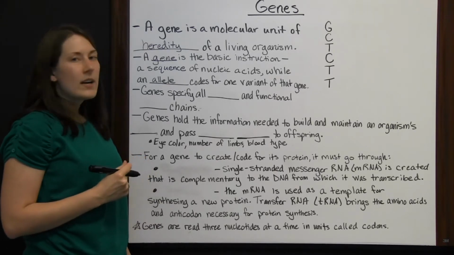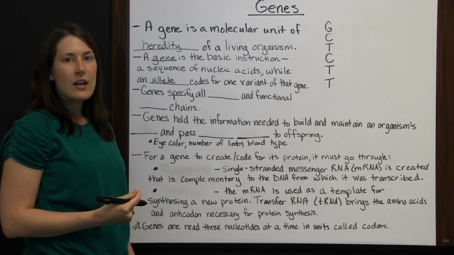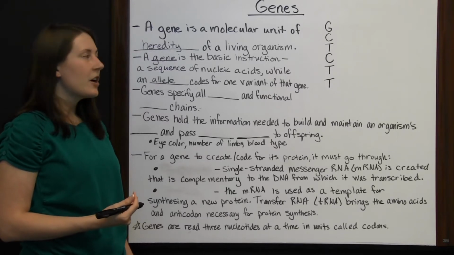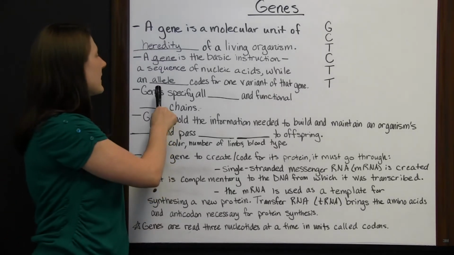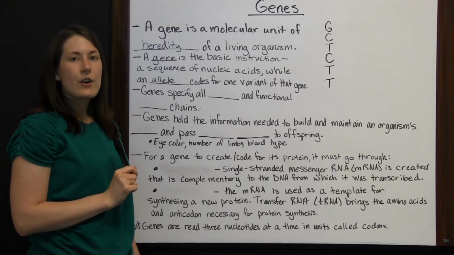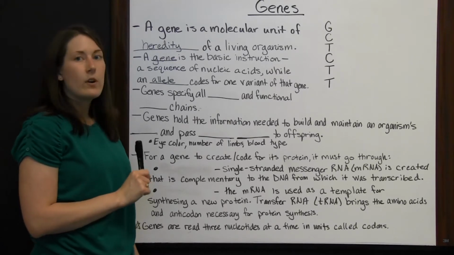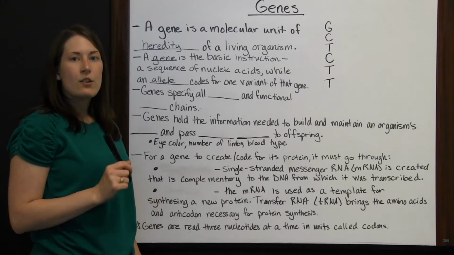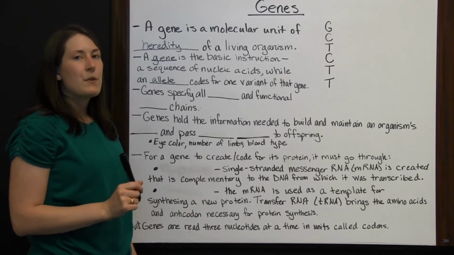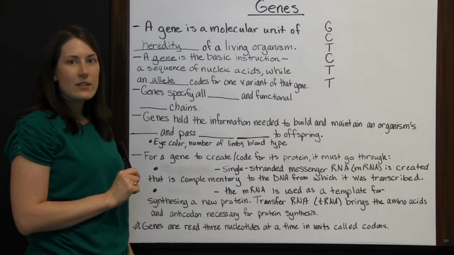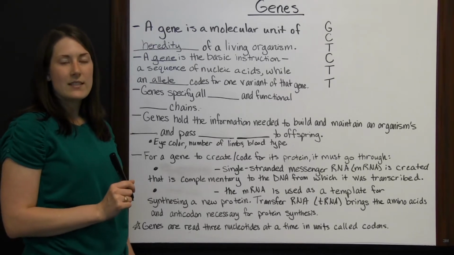But what determines what color your hair is or what color your eyes are is going to be the alleles for that gene. So there are dominant alleles and recessive alleles. And if you have even one dominant allele, then you're going to have the dominant gene. If you have two recessive alleles, then you will have that recessive gene.